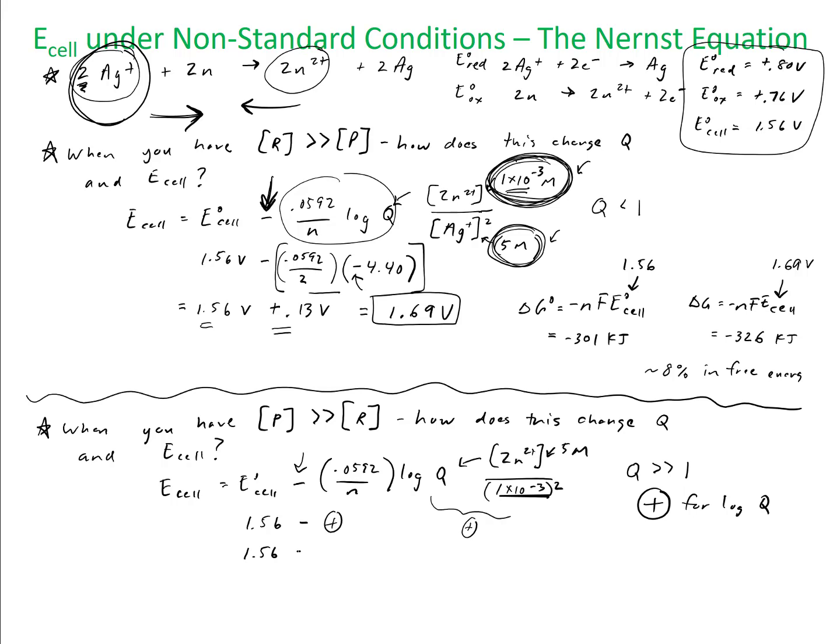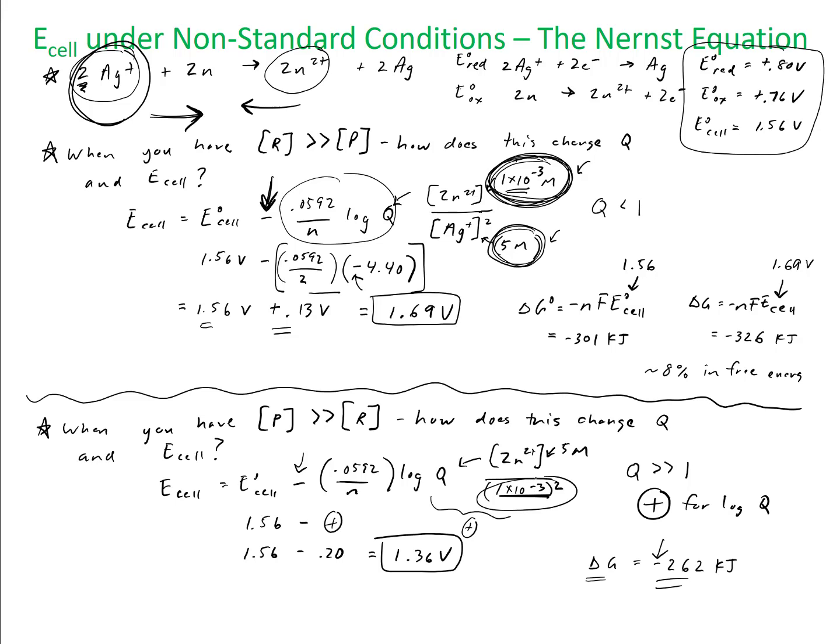So if we have a minus 0.20, then my cell actually decreases to 1.36 volts over time. And if I calculate delta G non-standard for that, I end up with negative 262 kilojoules. So it's still running from left to right. It's still spontaneous going left to right, but you can see over time my free energy is getting more and more positive.